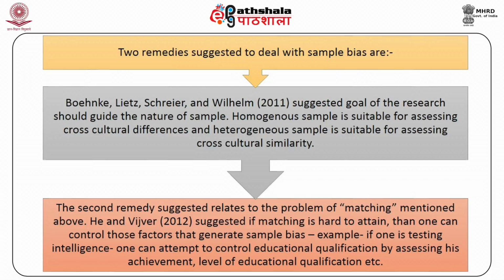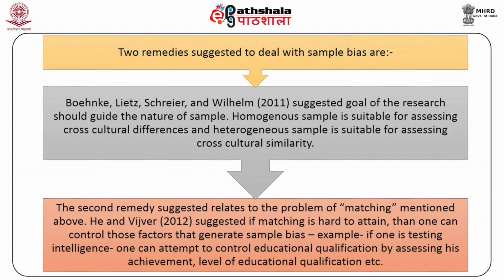Two remedies suggested to deal with the sample biases are A. Bonig, Litz, Scherer and William in 2011 suggested the goal of the research should guide the nature of the sample. A homogeneous sample is suitable for assessing cross-cultural differences and a heterogeneous sample is suitable for assessing cross-cultural similarity. B. The second remedy suggested relates to the problem of matching mentioned above.